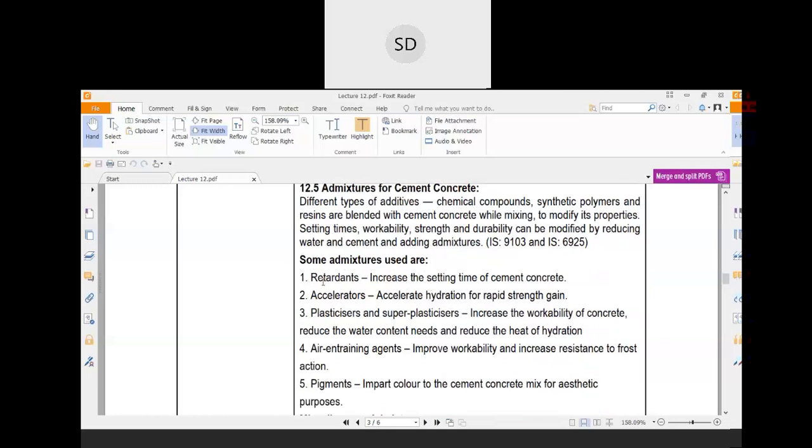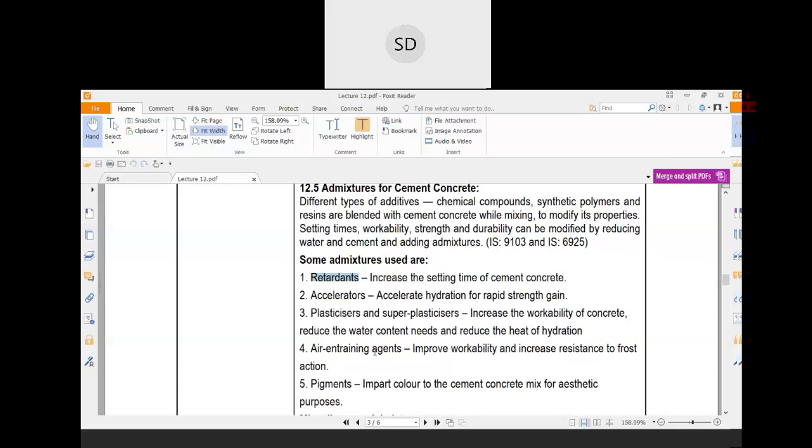Apart from this, there are other types of admixtures. The first one is retardants. Basically, they increase the setting time of cement concrete, the initial setting time of the cement. Now, why is it important to increase the initial setting time? Suppose you are constructing a portion of a building in an area where there is not sufficient space to mix the cement and aggregate. In that case, you will mix all these things in another area, and a vehicle will transport that cement aggregate mix to your location.